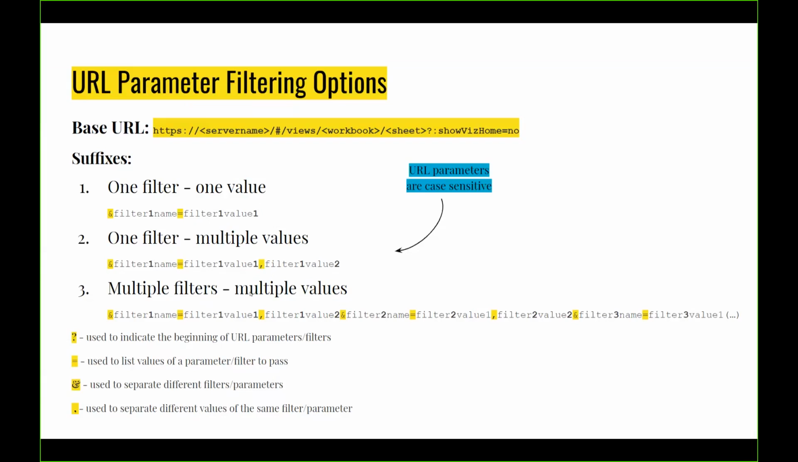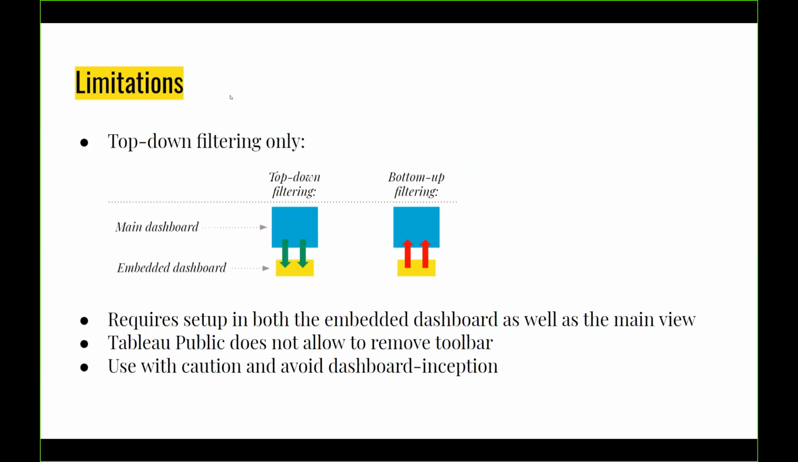You can also do this for multiple filters, so you don't have to select only one attribute to filter on, but you can select multiple. So it could be region equals central, and then, for example, segment equals consumer. So we will go into this in a second in an example.